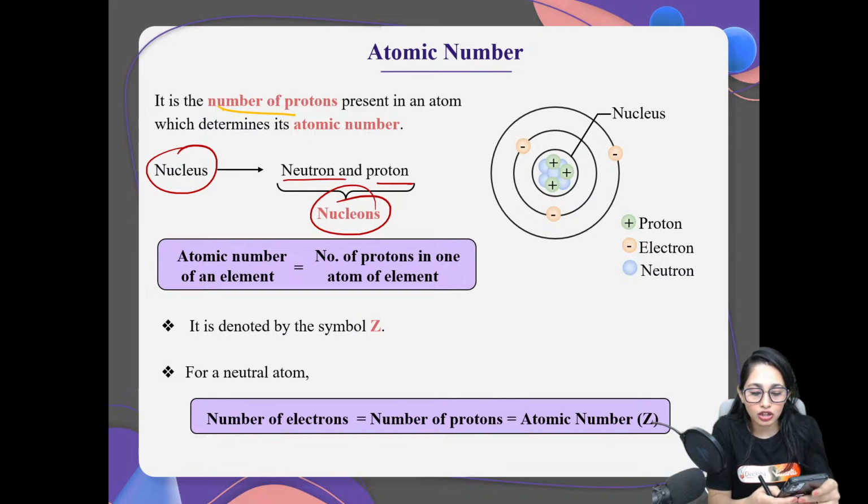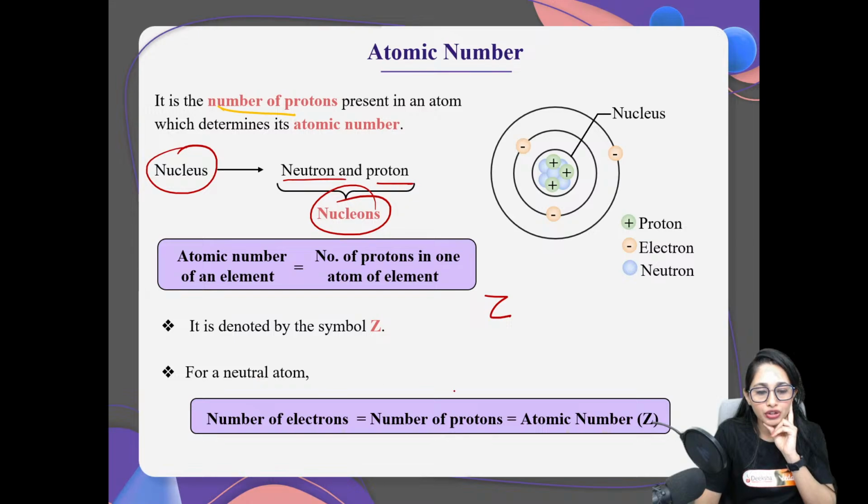So what is atomic number? It is the number of protons present in an atom, and it is denoted by the symbol Z. Not A but Z. For a neutral atom, the number of electrons will be equal to the number of protons, which is equal to the atomic number.